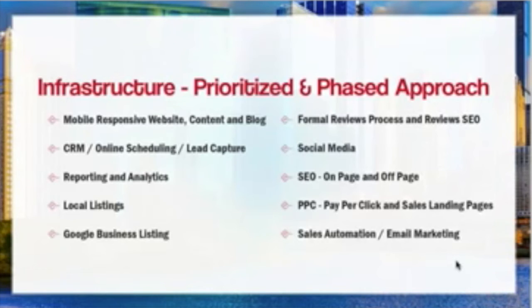Next, you've got to have an integrated CRM and an online scheduling system. We've got to have a focused and intelligent way of collecting leads and prospect information and managing those leads and prospects to identify what marketing strategies are working the best, to take those leads and prospects that didn't convert to a customer, put them into some kind of sales automation funnel, and remarket back to them to make progress. Then your reporting and analytics, local listings, your Google business listing, formal review process, social media, SEO, pay-per-click, and a sales automation process.